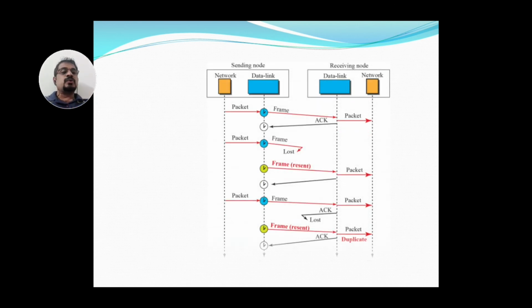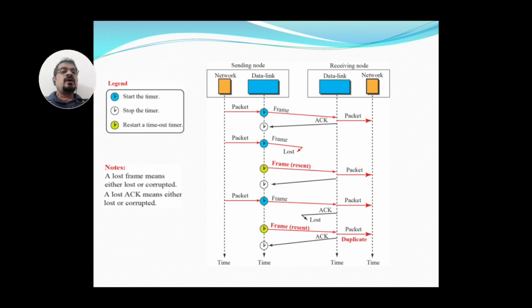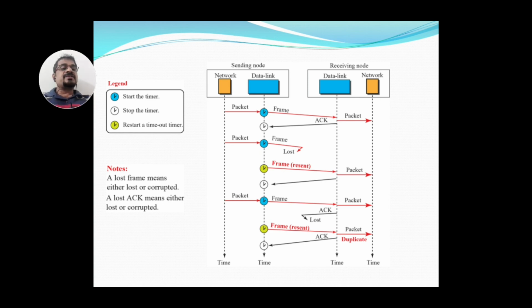Now in this diagram you will understand how the process works. When the packet comes from the network layer, the data link layer makes it a frame, and immediately the timer will start. It will send the frame to the receiving side. At the receiver side, once the data link layer receives it, it will immediately send an acknowledgement. At the same time, the packet will be sent to the network layer. If that acknowledgement arrives within the timer duration, then it will start sending the next packet.